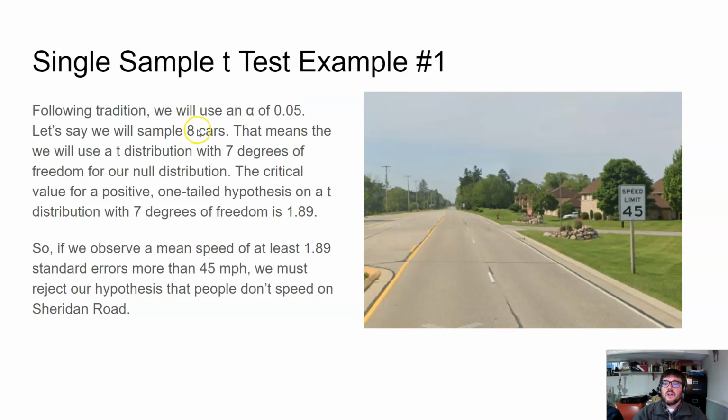So since there's 8 cars, the t-distribution has the number of degrees of freedom equal to the sample size minus 1, so we have a t-distribution with 7 degrees of freedom. And the critical value then, and this is a positive one-tailed hypothesis, right, because we are going to reject the null if the average of our sample is enough bigger than 45. So it's a positive one-tailed hypothesis, so that means our t-statistic is going to have to be 1.89 or larger for us to reject the null hypothesis.